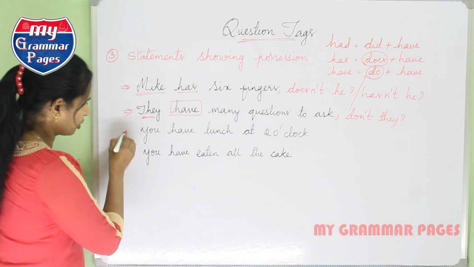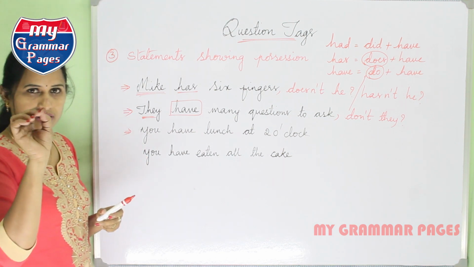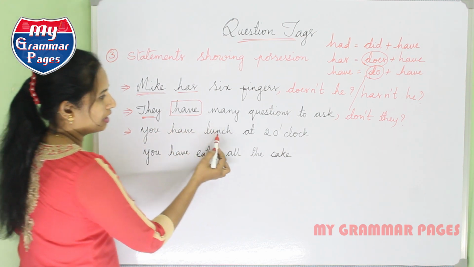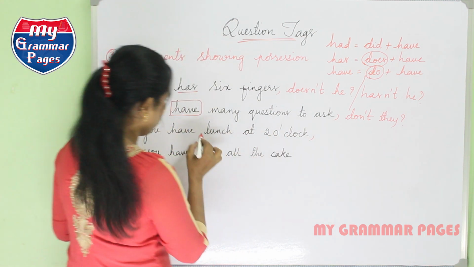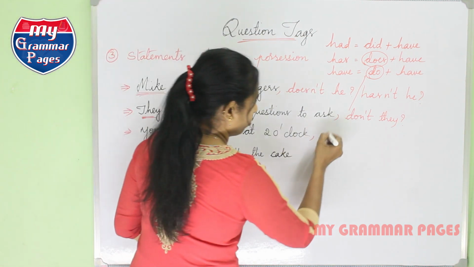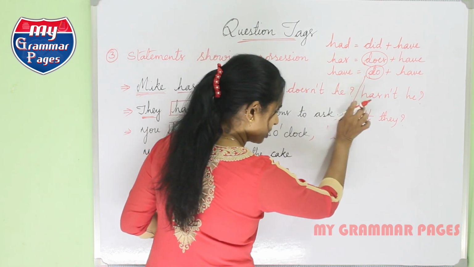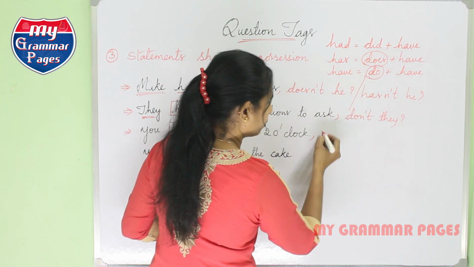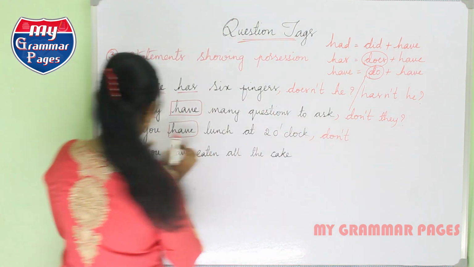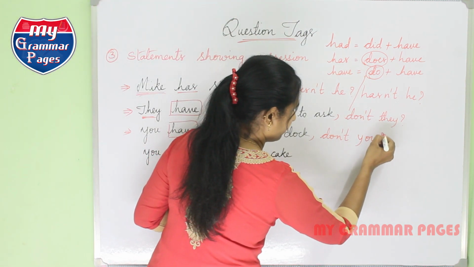Now coming to the next one. I've taken 2 sentences showing a little difference between haves. You have lunch at 2 o'clock. So once again we have taken the word have. Have is the main verb. So that's why I'm not using the word have. Once again I'm writing do, don't. You is the helping verb, the pronoun. Don't you is the answer.